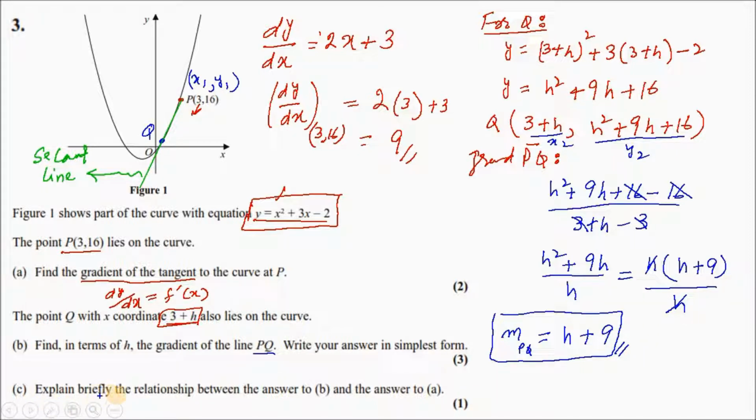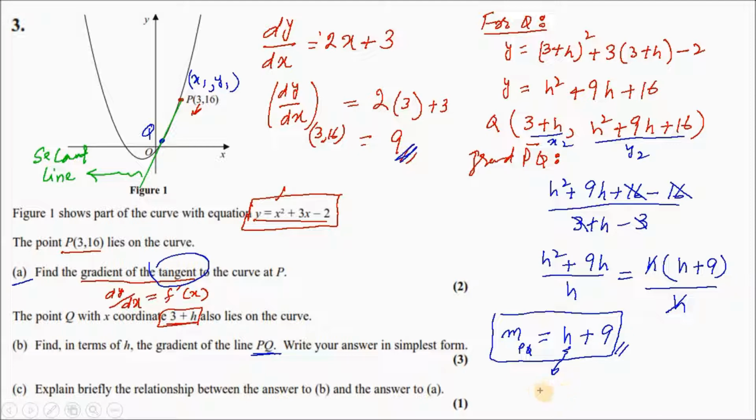Part C, explain briefly the relationship between the answer to B and the answer to A. If you see, part A was all about finding the gradient of the tangent. So the gradient of the tangent, which we found as 9. You see here, the gradient of the tangent was 9. In part B, we found the gradient of PQ, and I told you that PQ is a line passing through 2 points from the curve, and this line is called a secant line, and the gradient of the secant line is h plus 9.